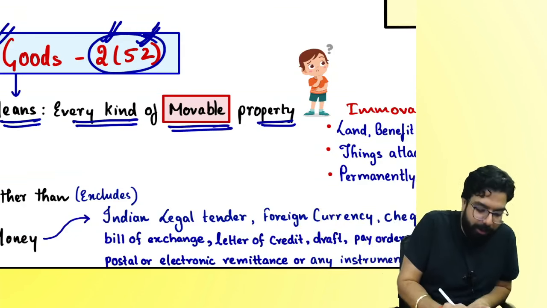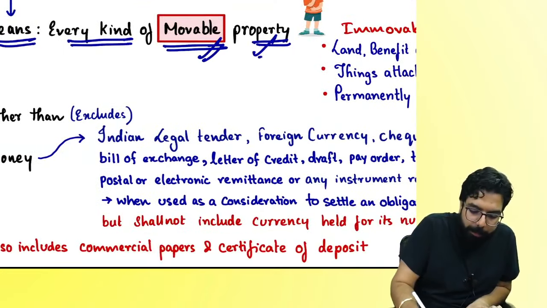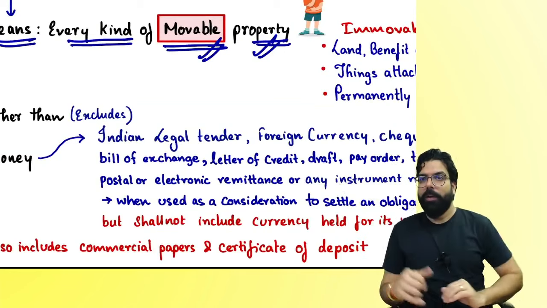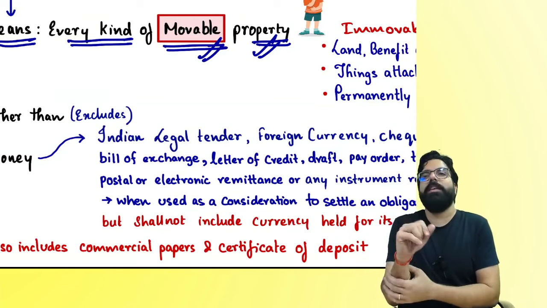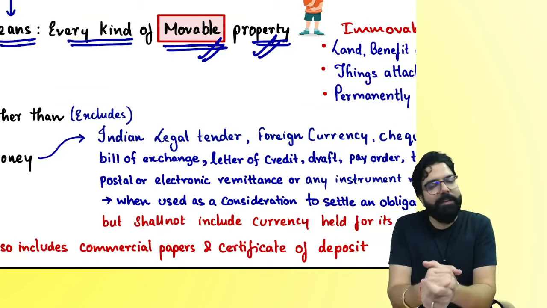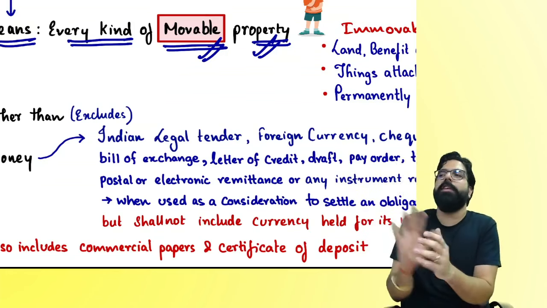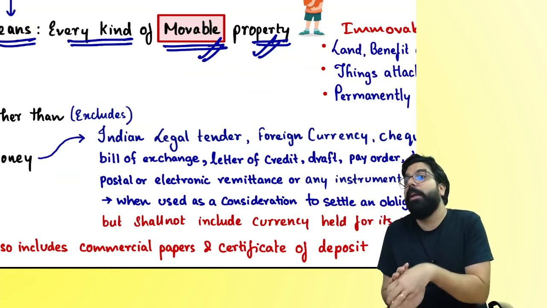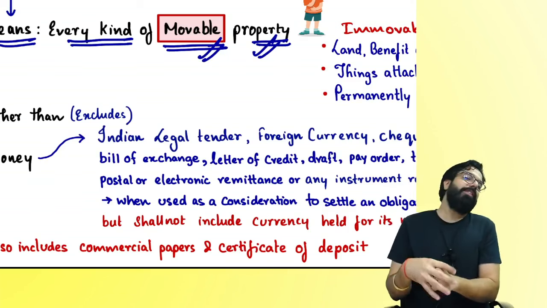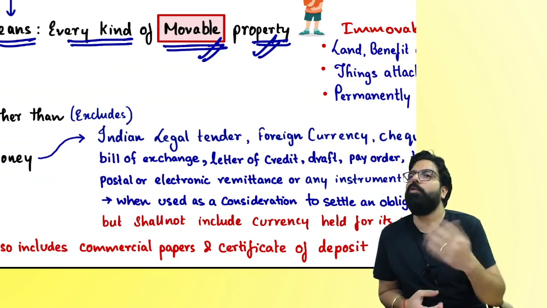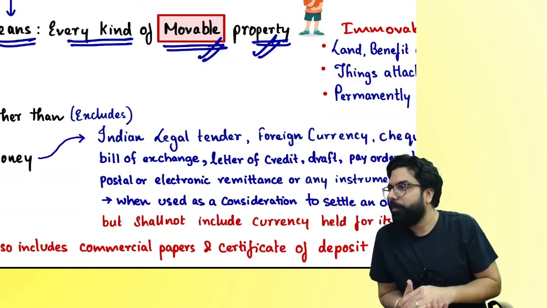So when I say goods means every kind of movable property, now you will say, sir, what is the meaning of movable? The definition of movable is not there in the GST Act. Whenever the definition of anything is not there in the GST Act, we refer to the General Clauses Act for general definitions. The General Clauses Act says movable property means what is not immovable.